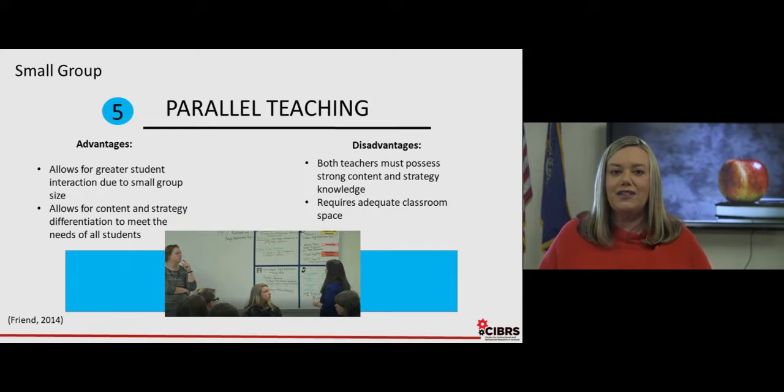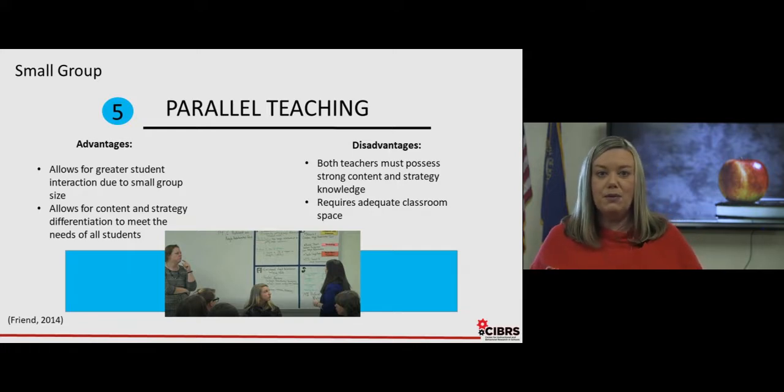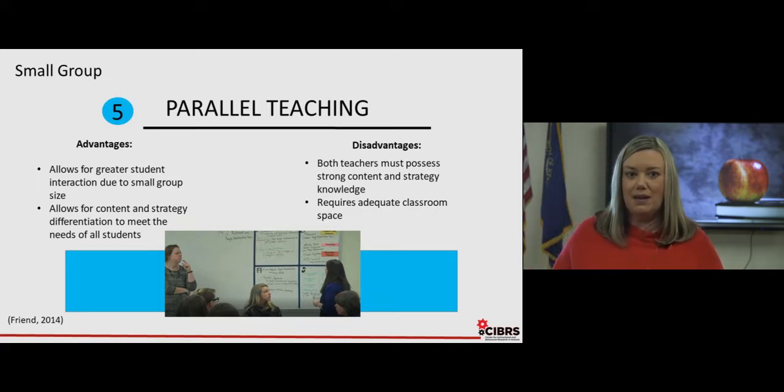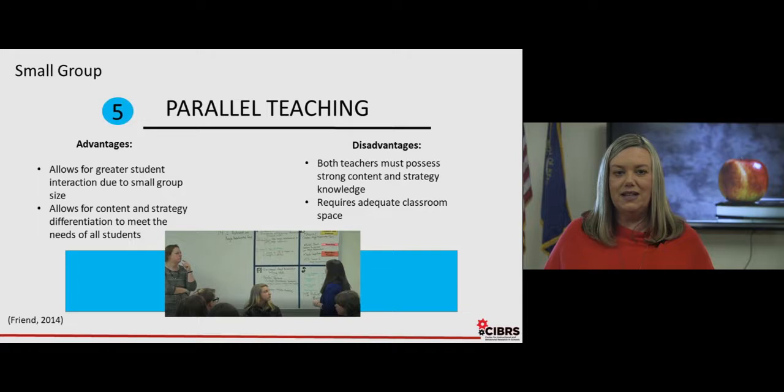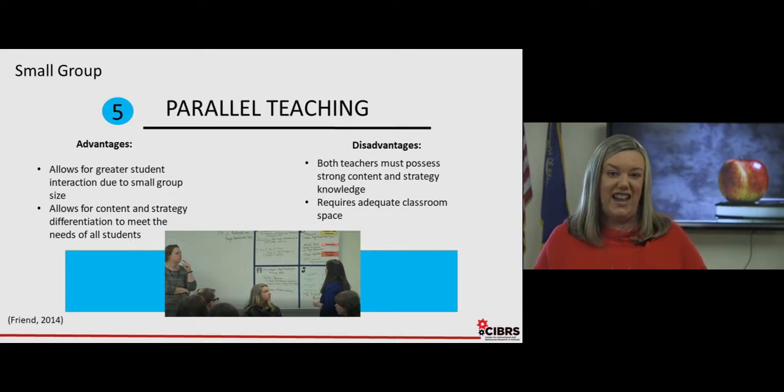For example, in a math class, one group of students may be working on math problems with manipulatives, while the other group solves the same problems just without the manipulatives. One disadvantage, though, of this approach is that both teachers must possess strong content knowledge and pedagogical skills.